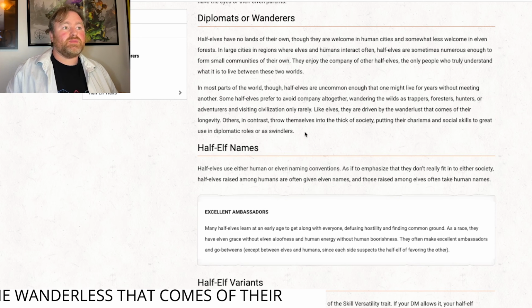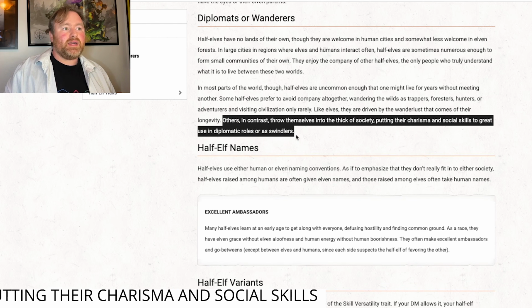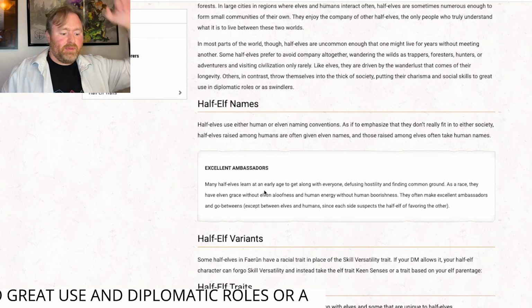Others, in contrast, throw themselves into the thick of society, putting their charisma and social skills to great use in diplomatic roles or as swindlers. Interesting. I don't think I've ever thought about the diplomatic side of them.